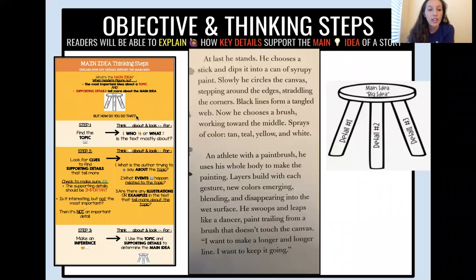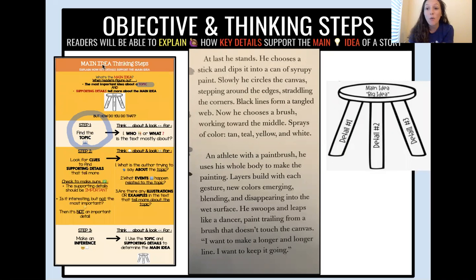So looking at our chart, we can say that we know the main idea is the most important thing about a topic. We know the topic is the who or what. And if you forget that, that's okay. You can look here at step 1. It says find the topic. And if we follow the arrow, it tells us the topic is who or what the text is mostly about.